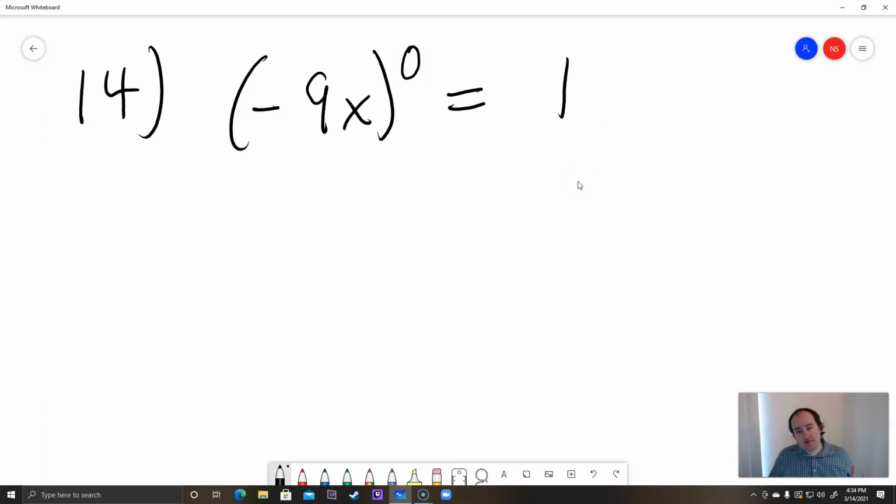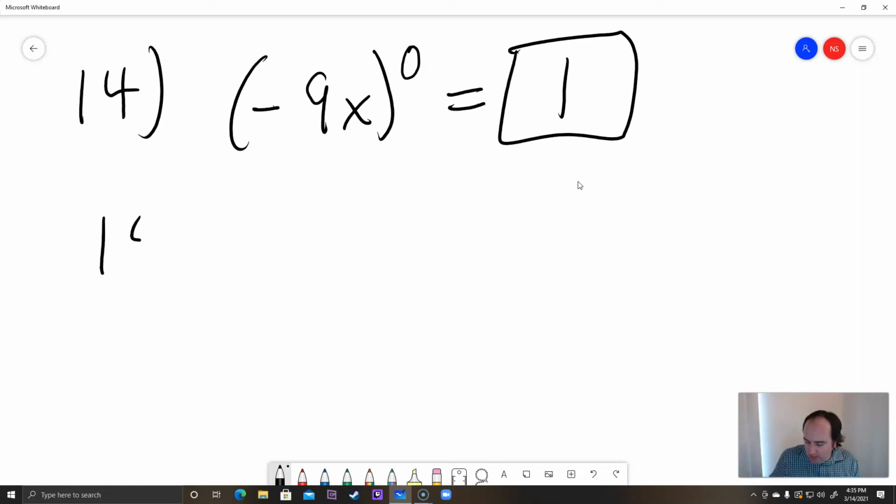Now, if there weren't parentheses around the entire expression, then the 0 would only make the x be 1. It wouldn't affect the negative 9. That's an important detail to know. Okay, and in fact, it's important enough, I think I'll do one more example of this particular type of problem. Okay, so for example number 15, we're going to have almost the same expression as what we just had, but a little difference. We have negative 9x to the 0.